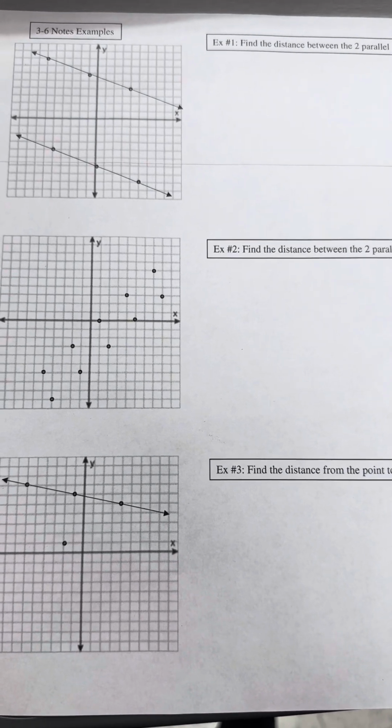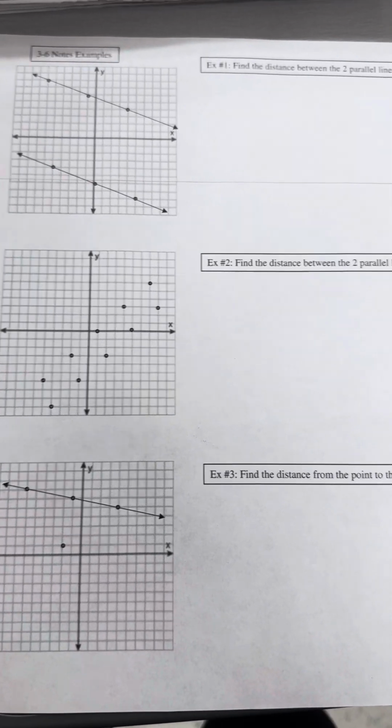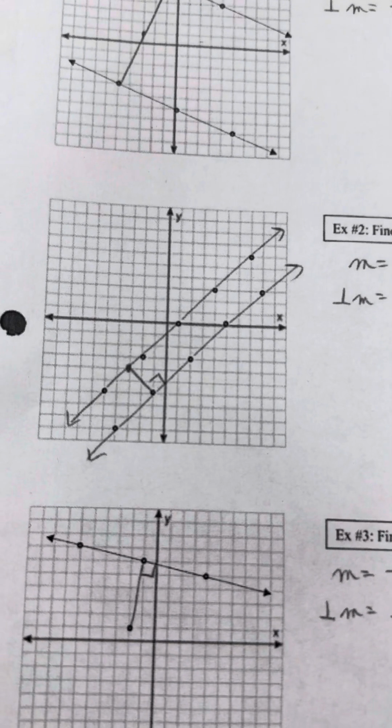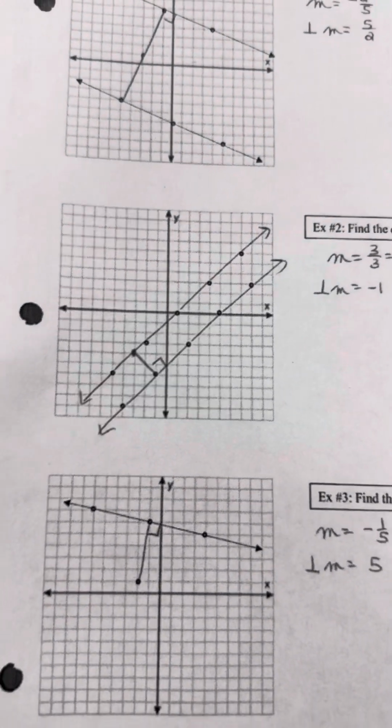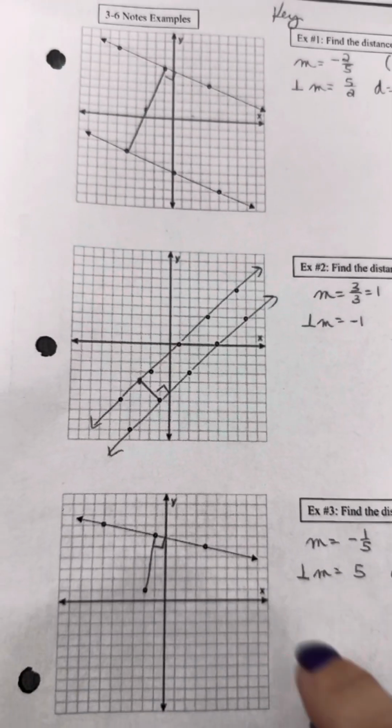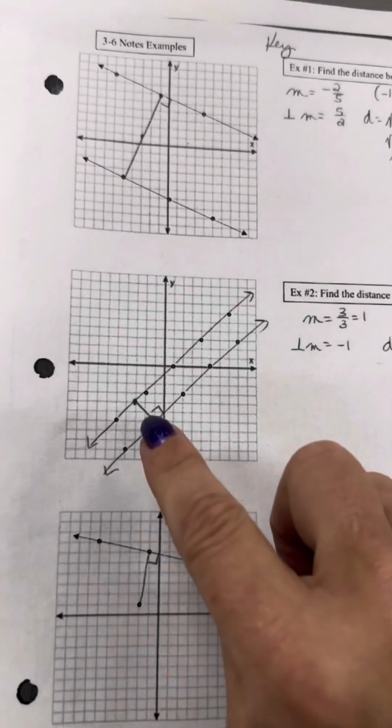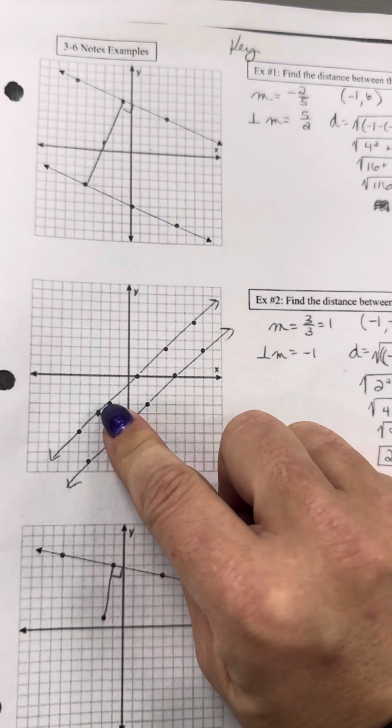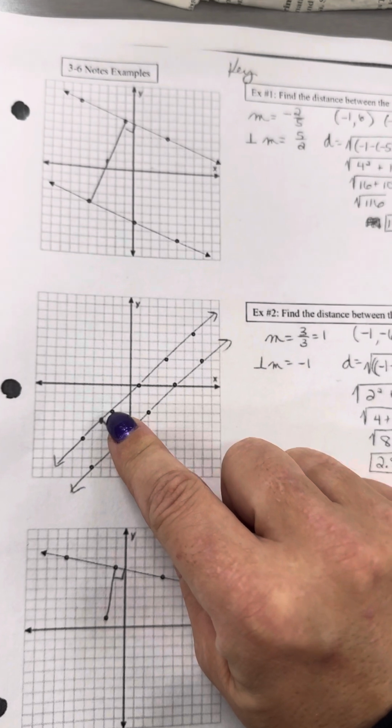You're finding the distance between the two parallel lines. So if you take a second and draw those two lines for me, I would appreciate it. First thing you're going to do is look at the slope of these lines. If you count to figure out what the slope is, it's the fastest and easiest way to do it.